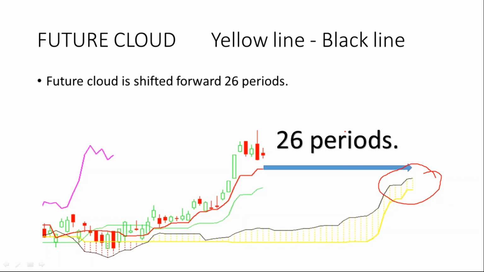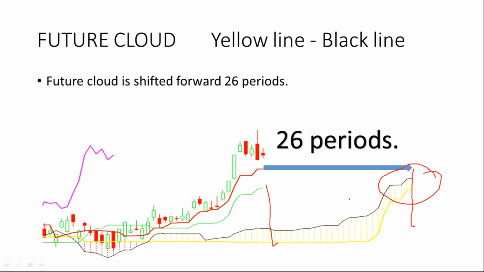So the future cloud is shifted forward 26 periods. So this end line here is simply 26 periods away from the current price action. So the future cloud offers again support and resistance as prices move around, based on past price action projected forward to where that support and resistance might be.